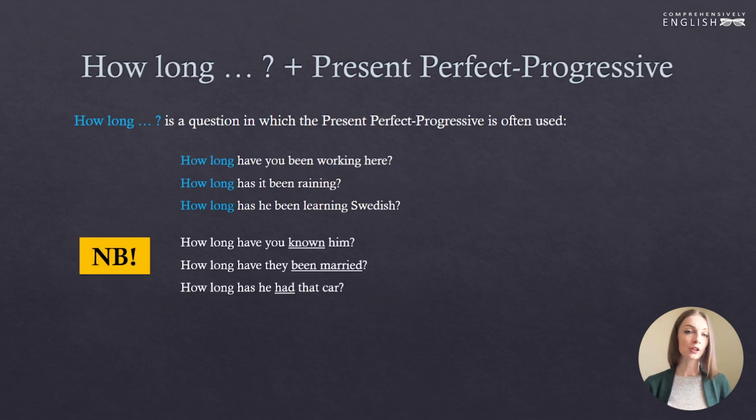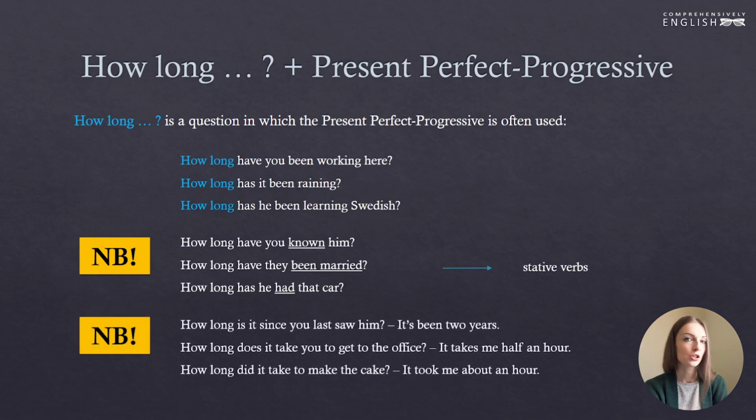But note that we can also use not the present perfect progressive with how long. How long have you known him? Known is a stative verb. How long have they been married? To be is a stative verb. How long has he had that car? Have is a stative verb. And that's why we cannot use them in progressive tenses. They are stative verbs. That's why we cannot use them in the present perfect progressive tense, because they all are stative verbs and they are used in this stative meaning, in their main meanings here.